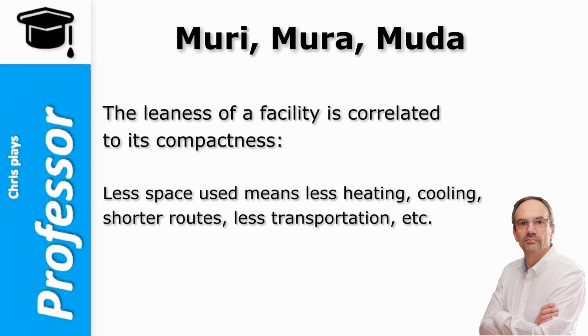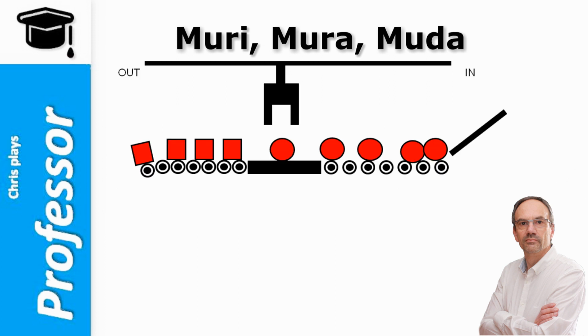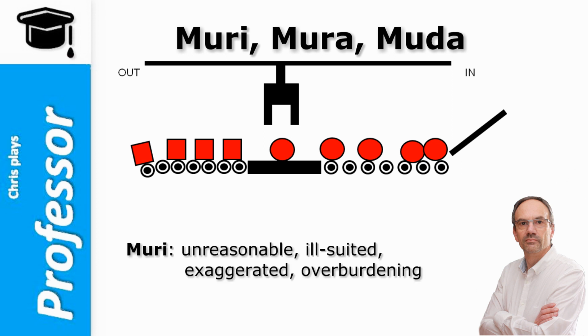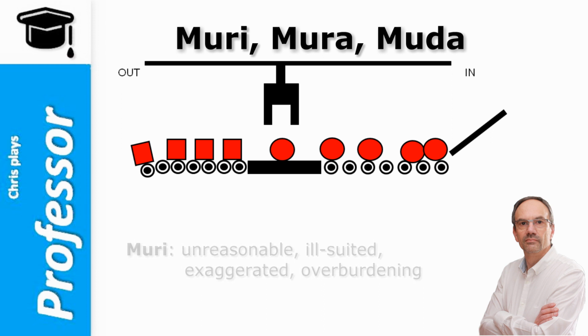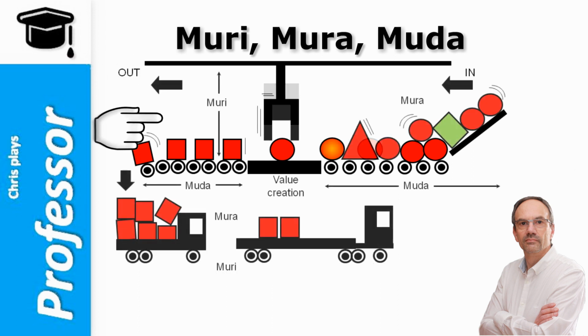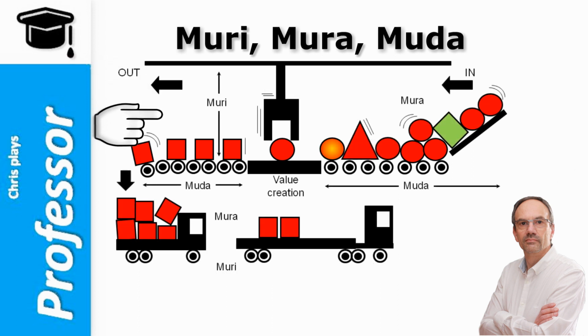Generally speaking, the leanness of a facility is correlated to its compactness. Less space used means less heating, cooling, shorter roads, less transportation, and so on. The Japanese word muri is used for wastes related to unreasonable, ill-suited, exaggerated overburdening. Lean seeks to adapt the resources to the need without excess, without exaggeration, and so on. That's why our process output being oversized, it's muri.